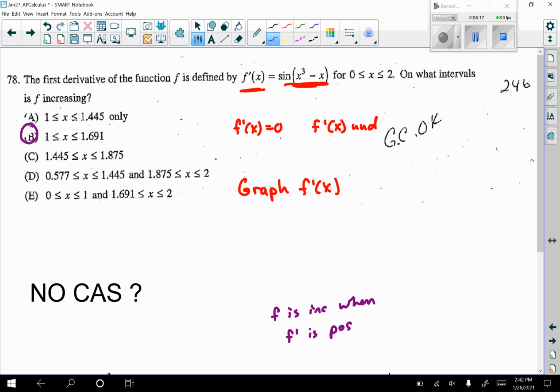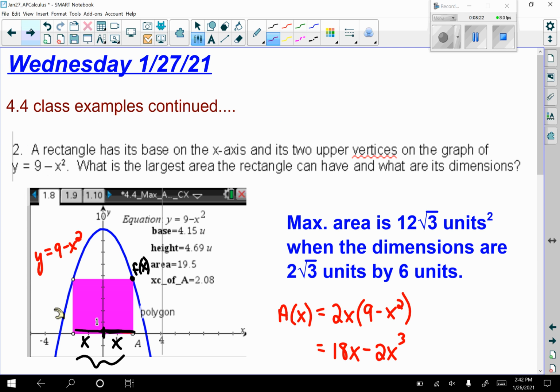All right, next let's take a look at example 2 that we started yesterday. So hopefully you guys had a chance to go through the InspireDoc 4.4. The answer here was that the max area is 12 radical 3 square units when the dimensions are 2 radical 3 units by 6 units.